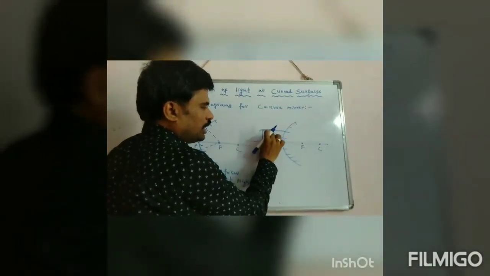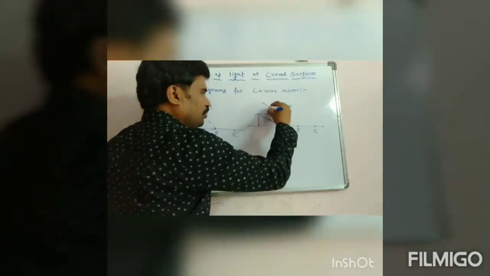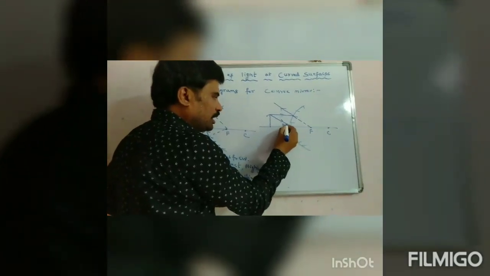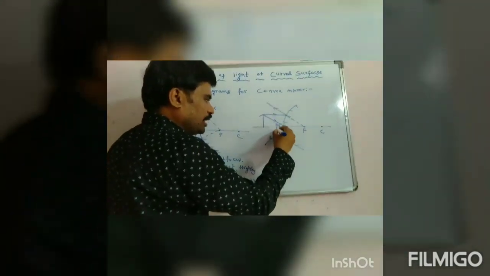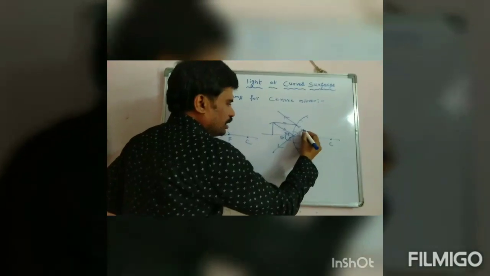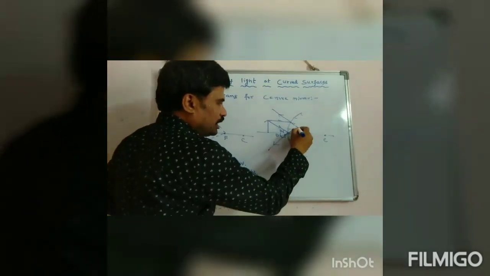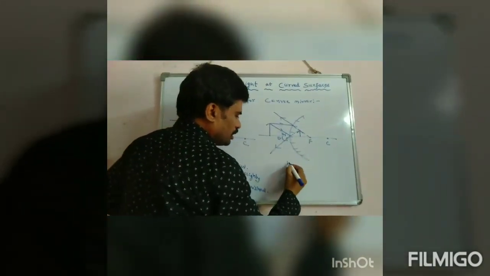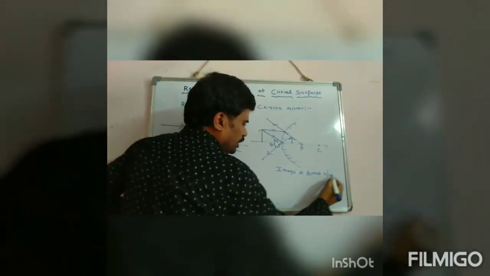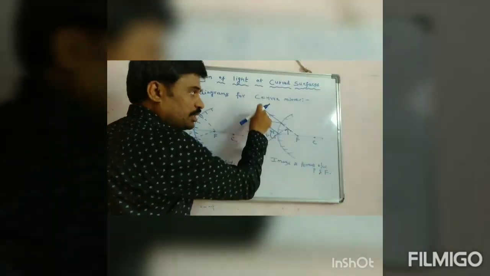Now see the first, if any ray is passing parallel to principal axis, already I said it appears to be coming from focus. If any ray is incident at the pole by making some angle theta, then the ray will be reflected back by making the same angle theta. If I extend them back, both the reflected rays meet at this point. Nothing but the image is formed here, between pole and focus.